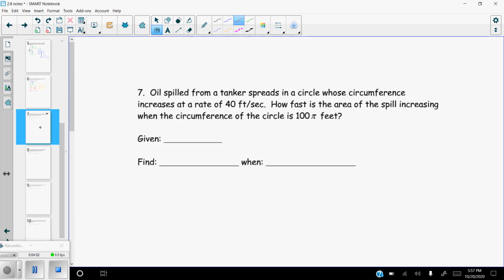Okay, oil is spilled from a tanker. It's spreading in a circle whose circumference increases at a rate of 40 feet per second. Okay, so that automatically tells us dC over dt is 40 feet per second.